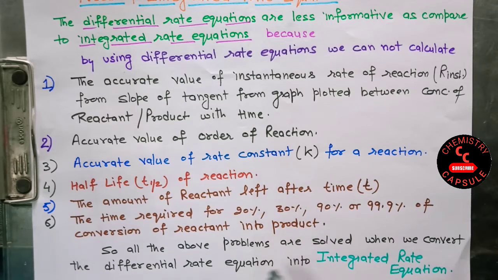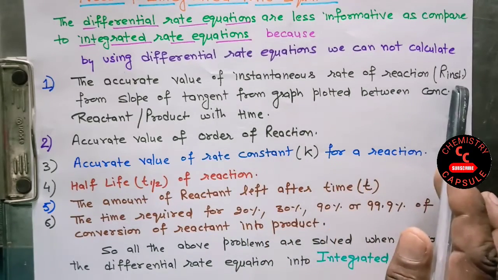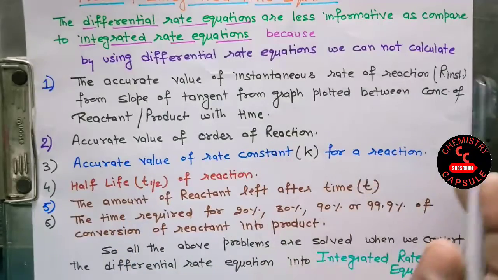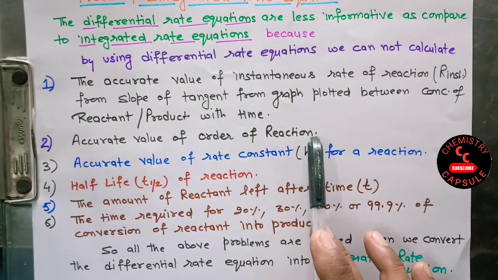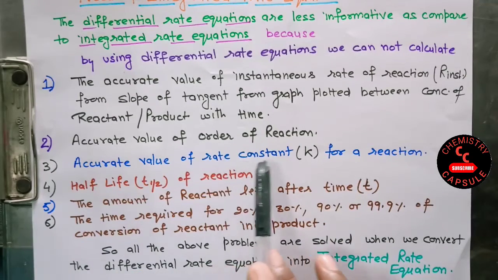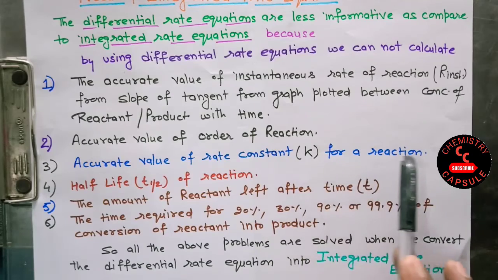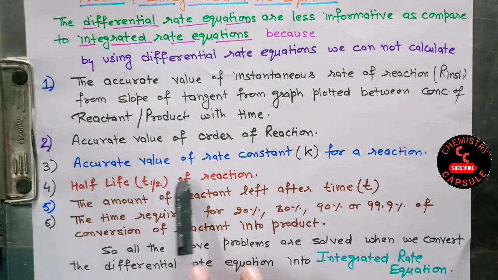Then we do not face all the above problems in calculation of accurate value of rate constant. We can calculate the accurate value of instantaneous rate of reaction for a particular reaction. We can calculate the accurate value of order of reaction for a given reaction. We can calculate the accurate value of rate constant for a given reaction. We can calculate the half-life period for that chemical reaction.